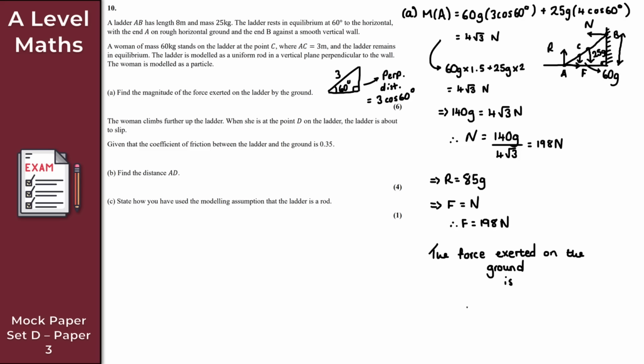Well, it's going to be the square root of 85g squared, and then 198 squared as well, right? Roll both of these into your calculator, square both of these and then take the square root of the sum. And if we do this correctly here, then what we get is 856 newtons there, okay? And there we have it. So that gives us the solution to part A.